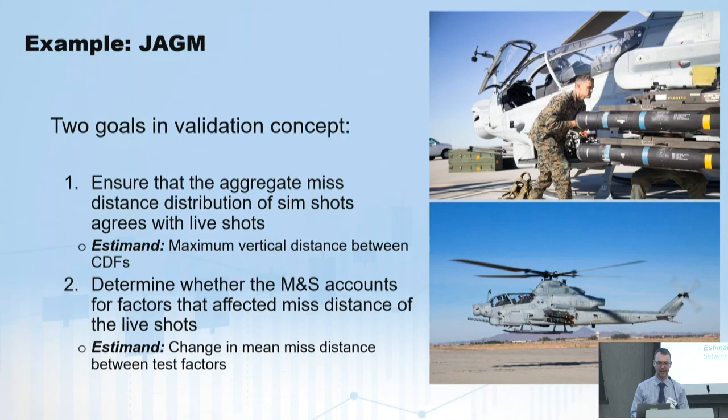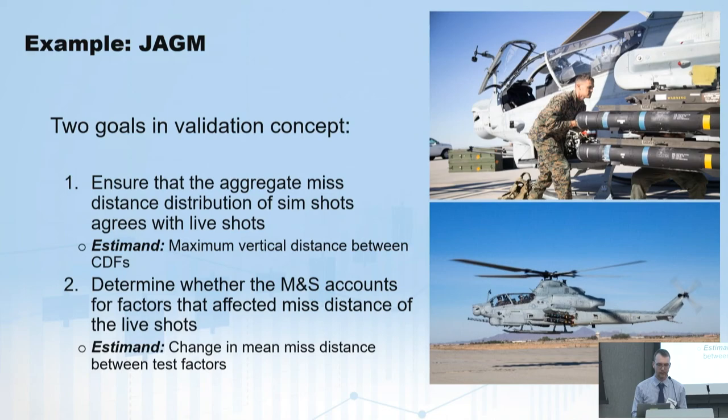Okay, so here's my quick example. This is a real example from our work in DOT&E and IDA. Joint air-to-ground missile. There are a lot of goals in this validation concept. And here's my example of the estimand, which is basically taking these two goals and making them data-centric. Number one, the goal was to ensure the aggregate miss distance distribution of the sim shots agrees with the live shots. In terms of data and statistics, we might say, I want to estimate the vertical difference between two CDFs and put a bound on that or do a hypothesis test on that.